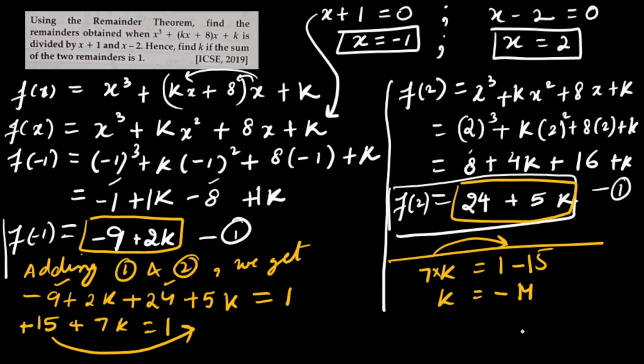So 7, let's shift to the other side. 7 here is getting multiplied. When we shift it to the other side, it will get divided. So 14 divided by 7 is 2. So k's value we will get equals to minus 2. Yes, Sanika, Shreyasi and Nikita have given the answer. k is equals to minus 2.